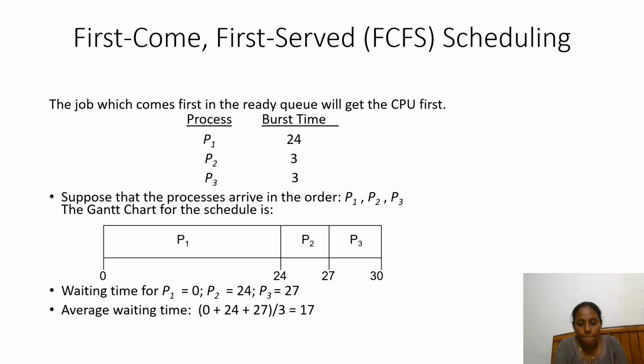Then P3. P3 must wait until P1 and P2 are completed. So P3 waiting time is 27. So what is the average waiting time? P1 is 0, P2 is 24, P3 is 27. So 0 plus 24 plus 27 divided by the total number of processes, 3. So the average waiting time is 17.